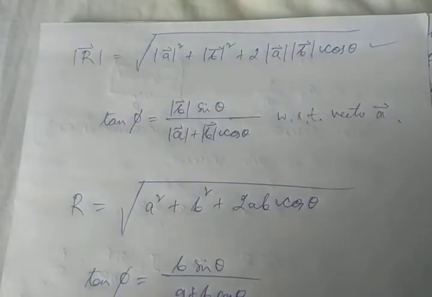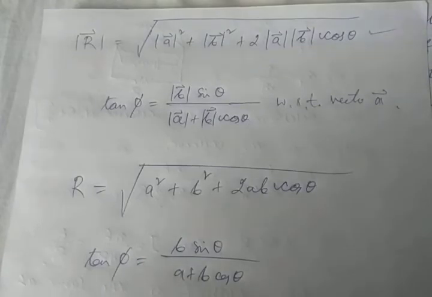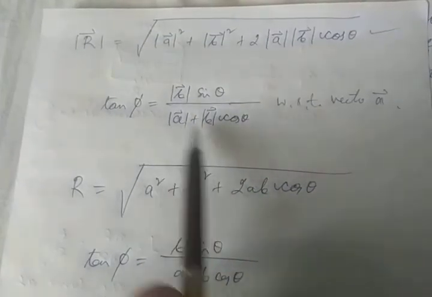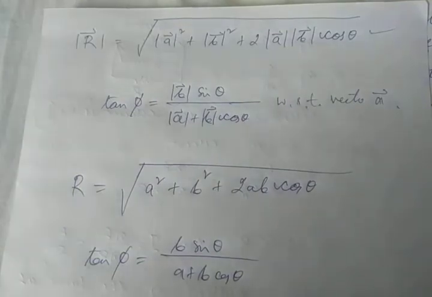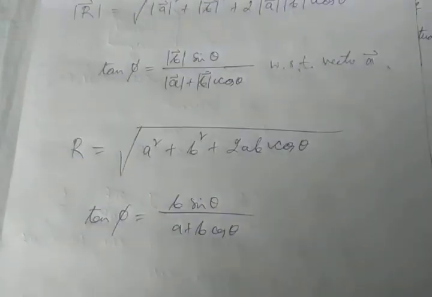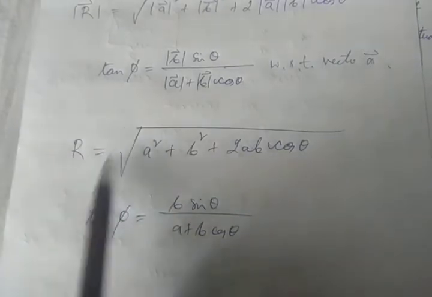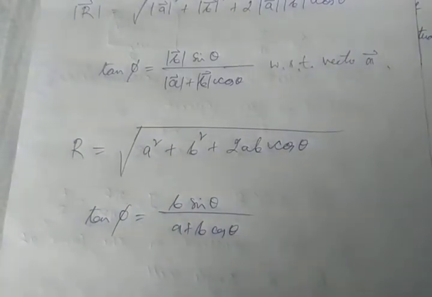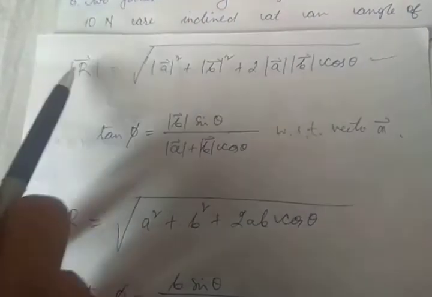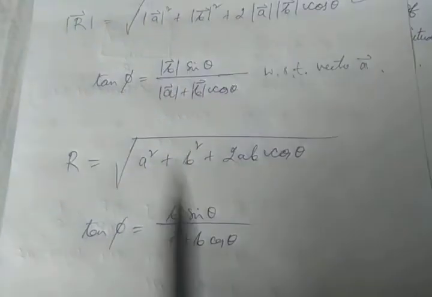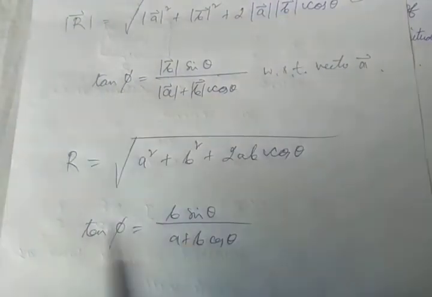Now since we are lazy, we don't want to go on writing the modulus sign and the arrowhead every time. So whenever we are talking about only the magnitude part of the vector, we simply write r is square root of a squared plus b squared plus 2ab cos theta, remember that. Since we are only talking about the magnitude part of the resultant vector, we write this. That is only because we are being lazy.